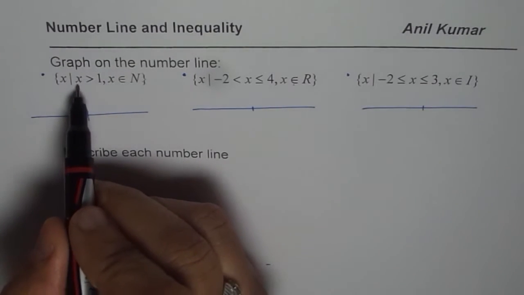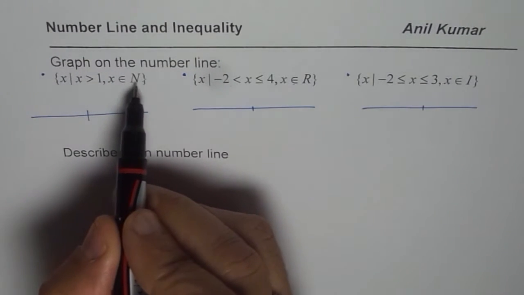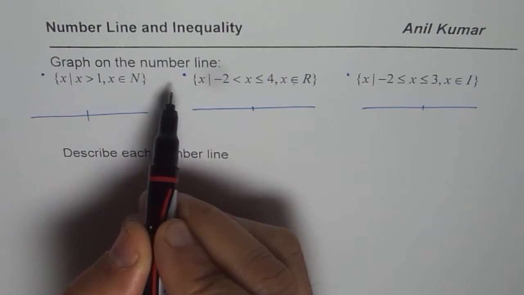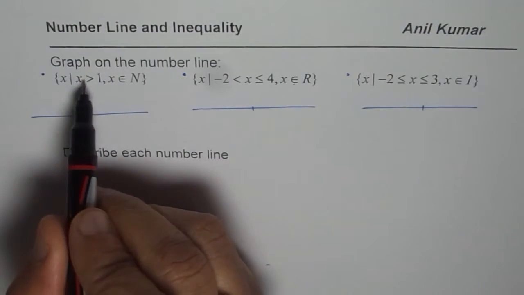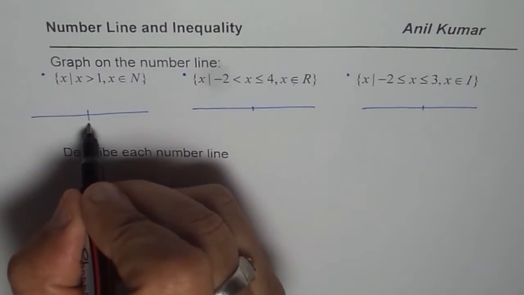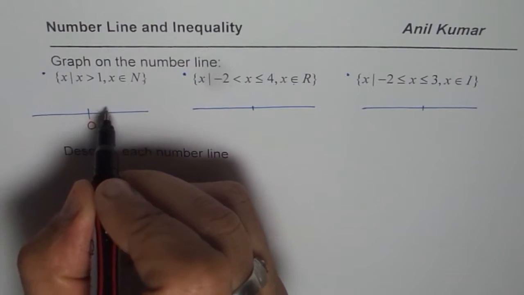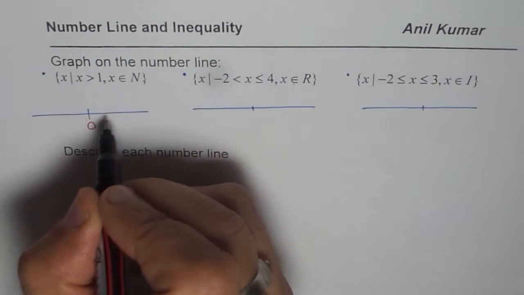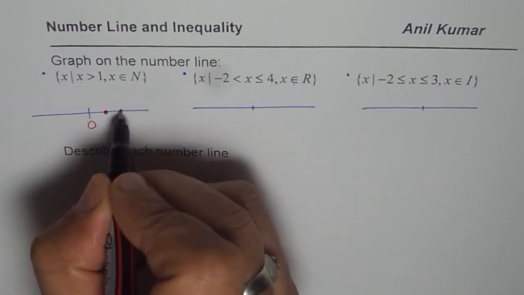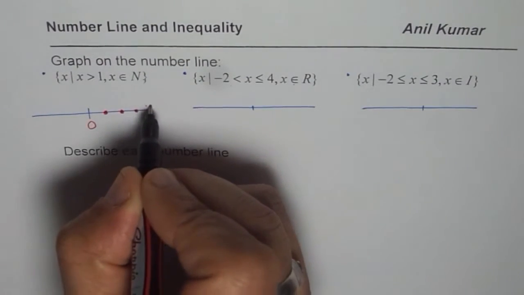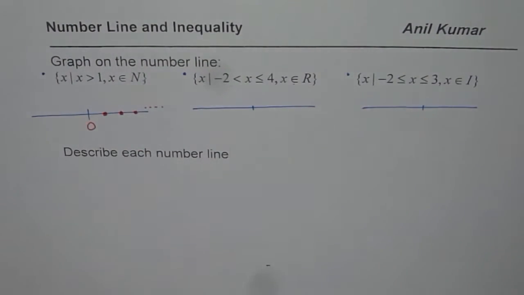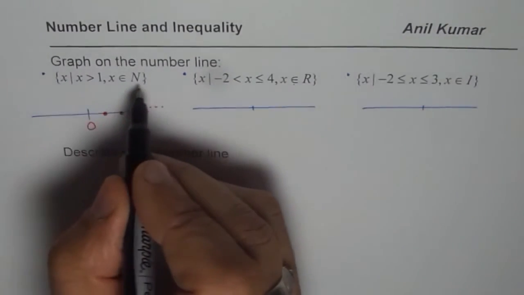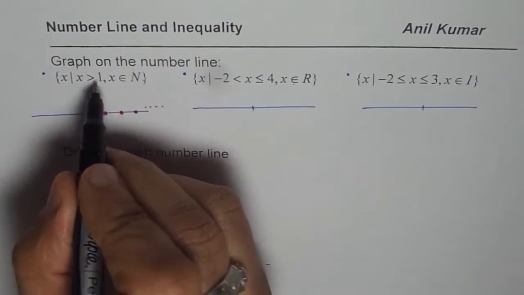We are looking for all values of x which are natural numbers. Natural numbers are numbers like 1, 2, 3, 4, and so on. So these are positive numbers. x greater than 1. If this is 0 for us, then x greater than 1 will be on the right side. Natural numbers will be numbers like 1, 2, 3, and so on, correct? So these numbers here represent on the number line the set of natural numbers which are greater than 1.